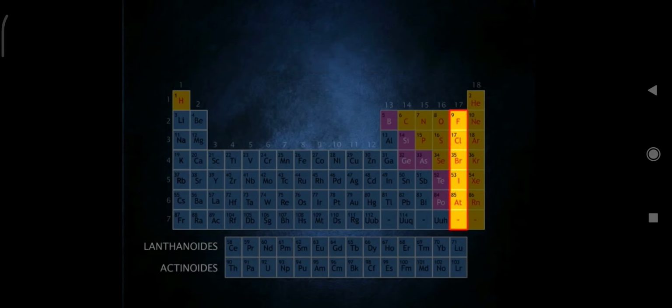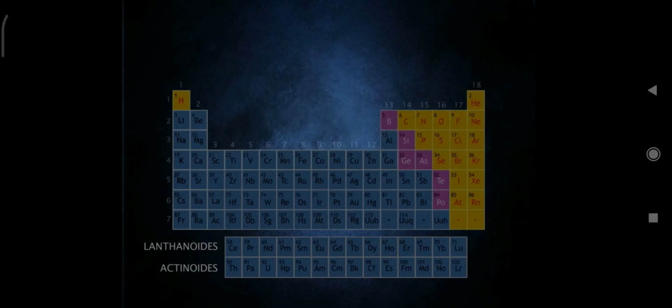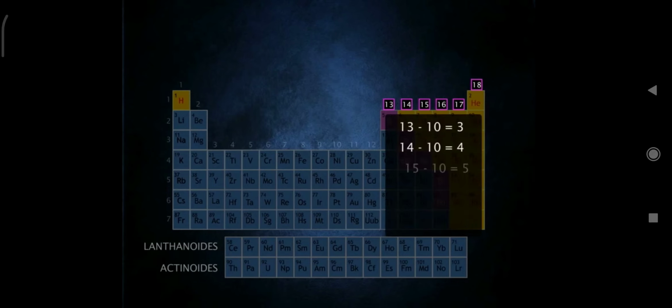Now, let's take a look at the electronic configuration of the elements of group 17, the halogens. The elements fluorine and chlorine each have 7 valence electrons. For elements belonging to groups 13 to 18, the number of valence electrons is equal to the group number minus 10.